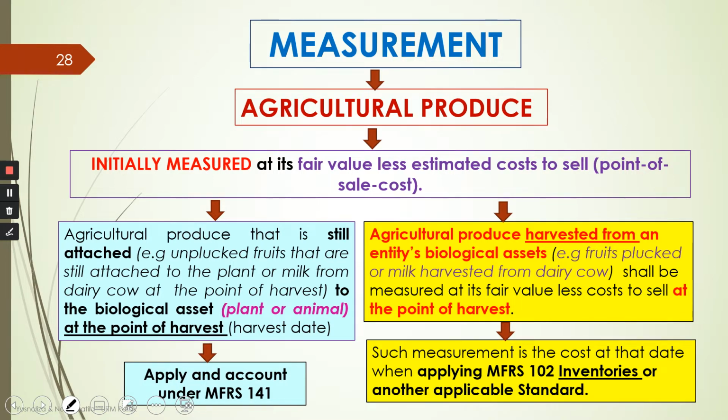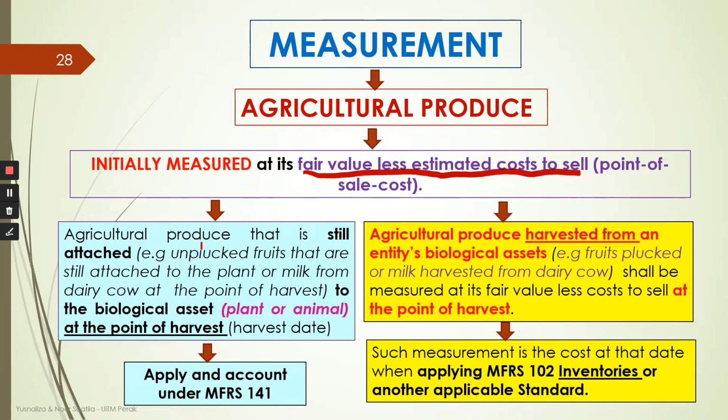We are talking about measurement. Before this, I have already mentioned that the measurement is either for initial measurement or for subsequent measurement. It will be measured at fair value less cost to sell. And now we are looking at the measurement for agricultural produce. If you look at agricultural produce, there are two things that you need to understand.